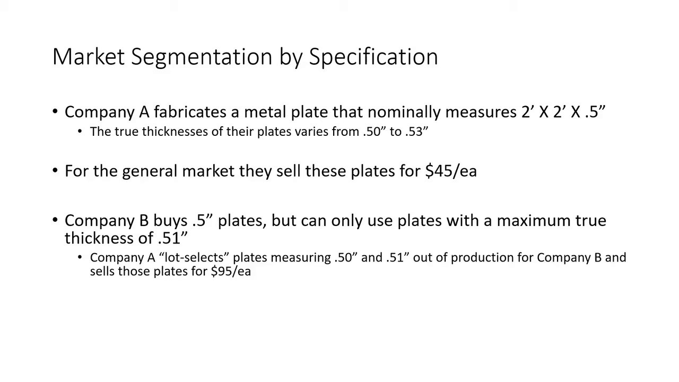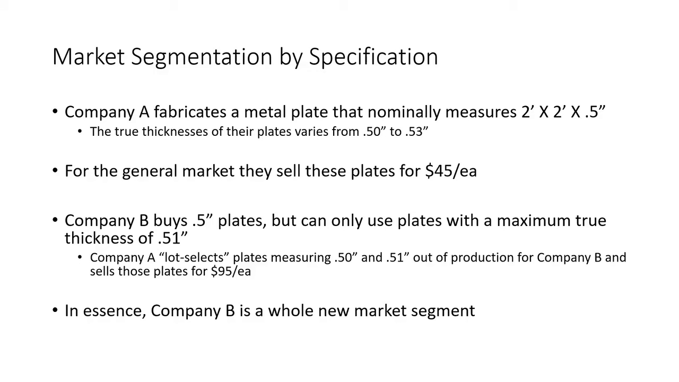Because of the different requirements in Company B's market, Company A is able to sell these plates for $95 each. And so in essence, Company B is a whole new market segment in and of itself for the plates that Company A produces. They've segmented their total production by the specification required by Company B, that's not required in the general market that they service.